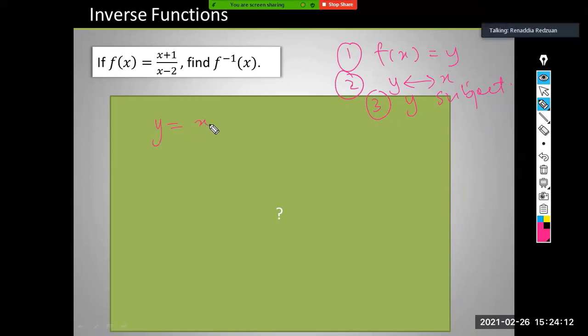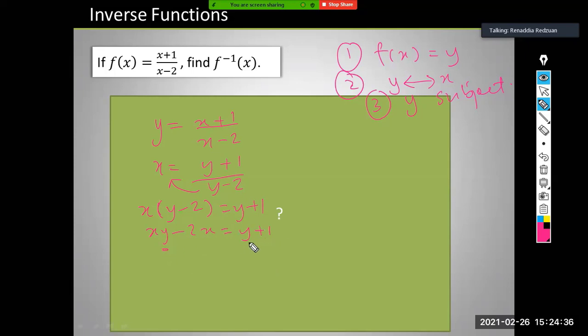So y equals (x plus 1) over (x minus 2). Interchange x and y. Then make y the subject. Move it here, it becomes times. And then expand this bracket: xy minus 2x equals y plus 1.